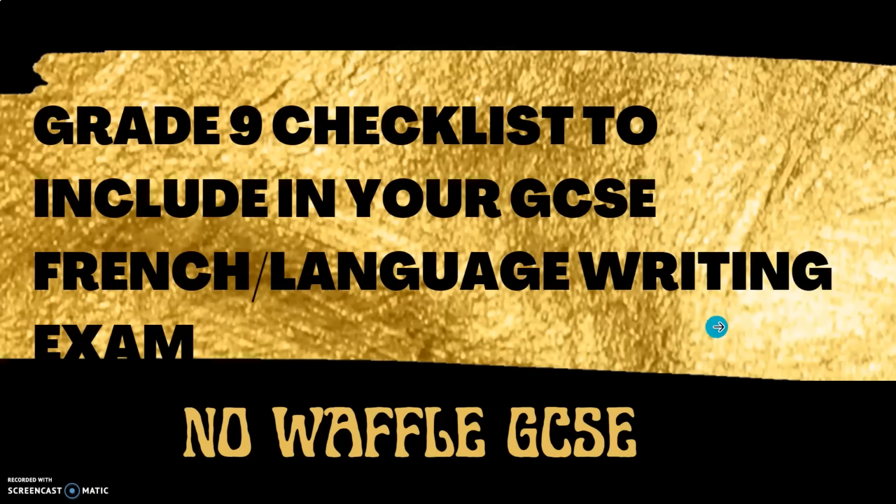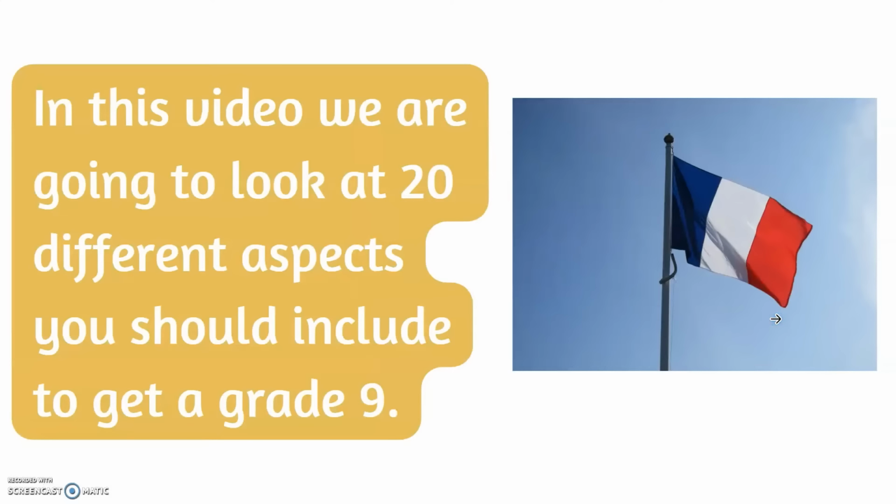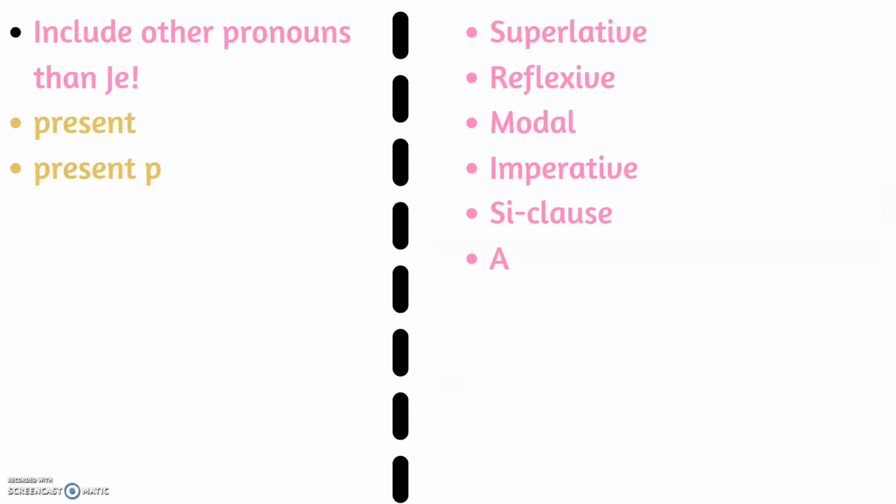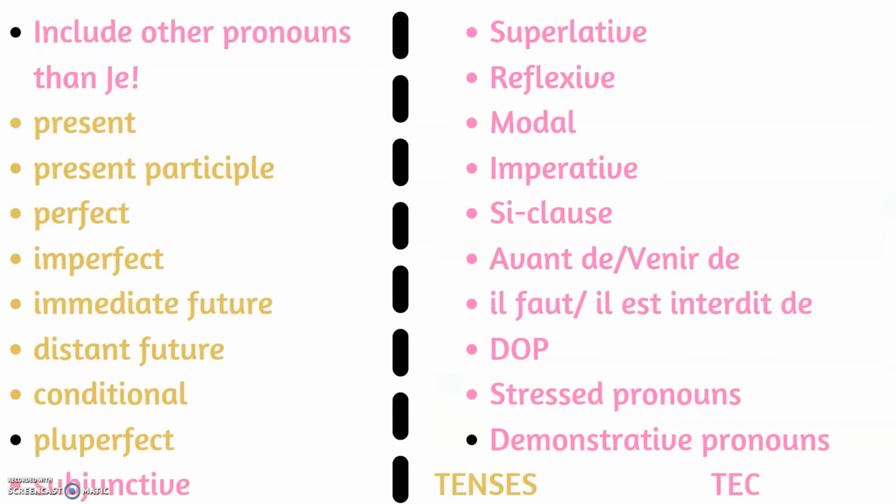Your grade 9 checklist to include in your GCSE French or language writing exam. In this video, we are going to look at 20 different aspects you should include to get a grade 9. So here are the 20 different aspects that I've listed.